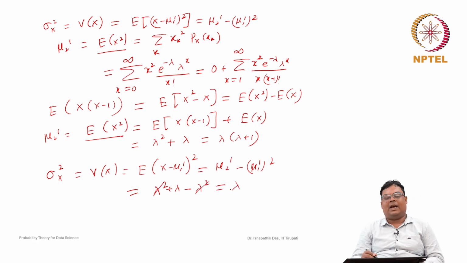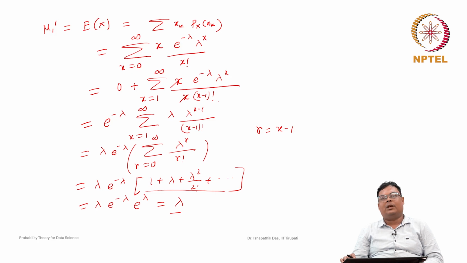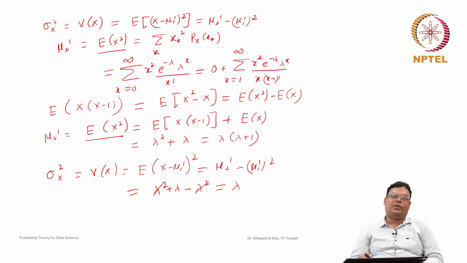So, here you can see that the variance of a Poisson distribution is lambda. Also, we found that the mean of the Poisson distribution is lambda. So, the mean and variance of the Poisson distribution are the same, and that is the parameter lambda value. This is an example of a random variable whose mean and variance are equal.